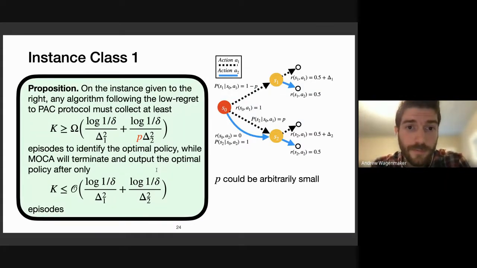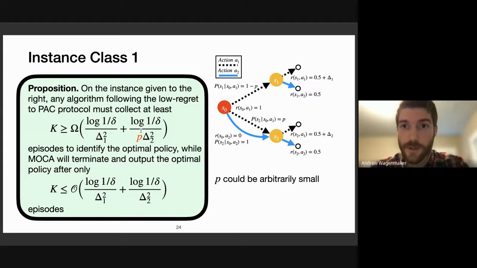In particular, this result says that on the instance to the right, which I can describe in a second, the number of episodes a learner following this low-regret protocol needs to find the optimal policy is, and this is the key thing, 1 over p times delta 2 squared. Well, if we run our algorithm, Mocha, to find the optimal policy, we only need to pay this 1 over delta 2 squared. We don't need to pay for this 1 over p, and p could be arbitrarily small here. So essentially, this is showing an arbitrary improvement.